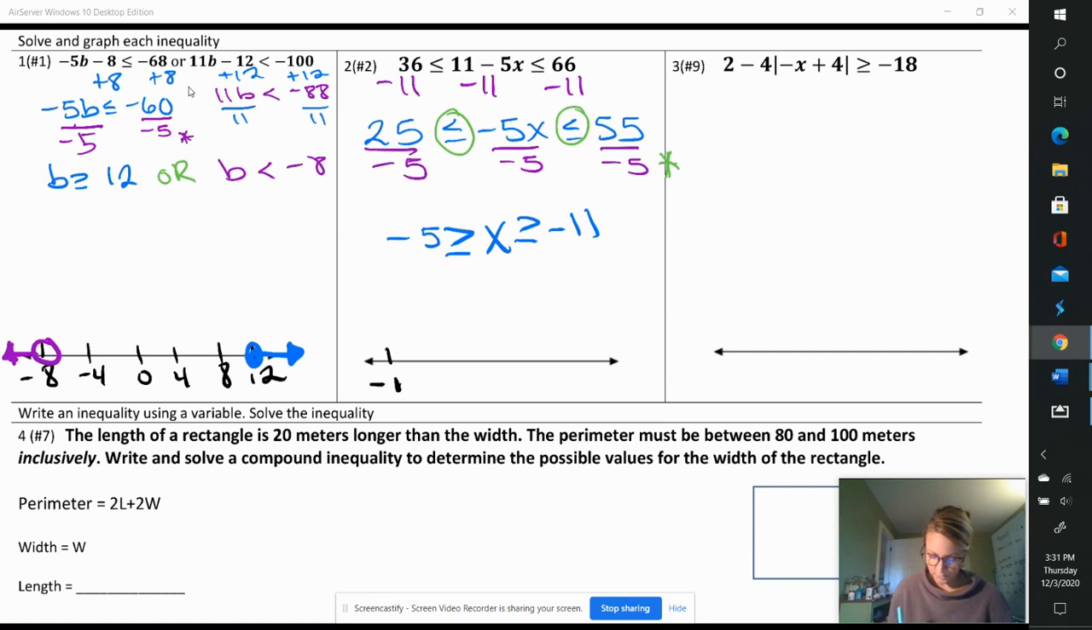Make sure your number line is increasing. I'm going to increase by 2, and I'm just going to go through odd numbers. It's going to be filled in at both -11 and -5, and it's an and, so we're shading in between.